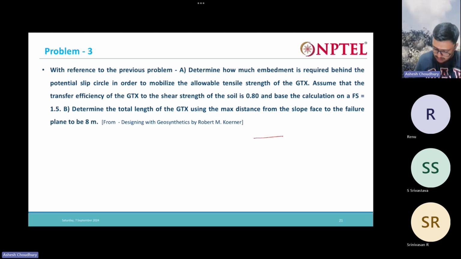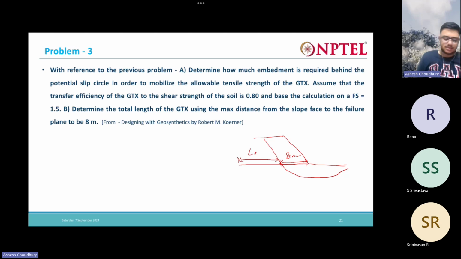So we have this slope, right? We have some failure wedge like this. We are providing a geotextile reinforcement like this, and it is given that from here to here it is 8 meters. What we need to do is find out how much embedment length you need to provide.